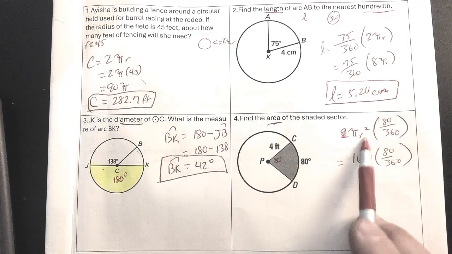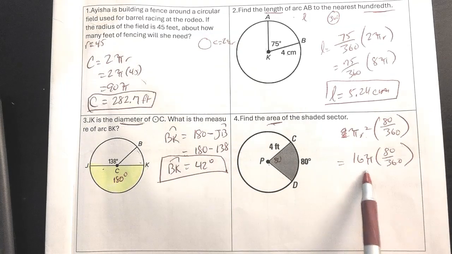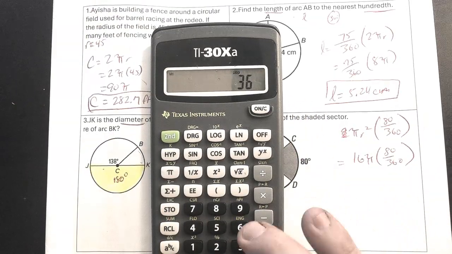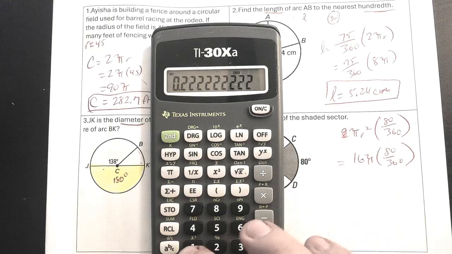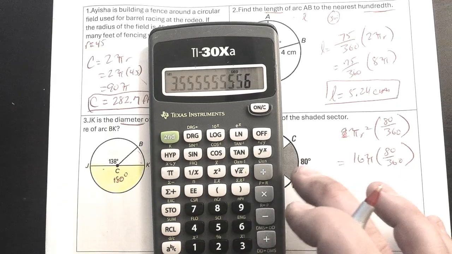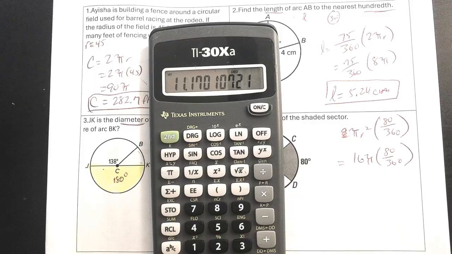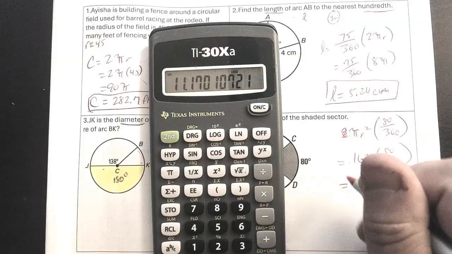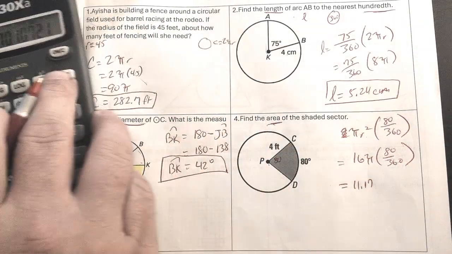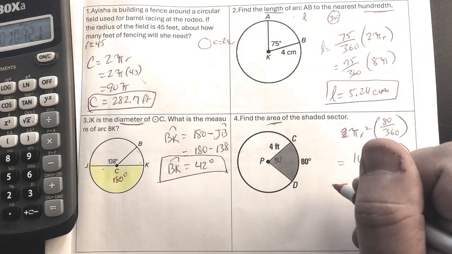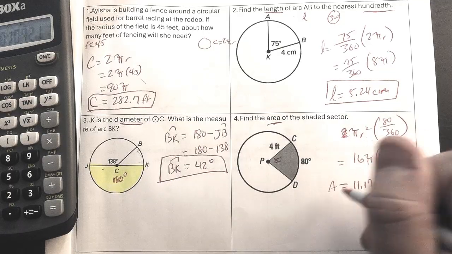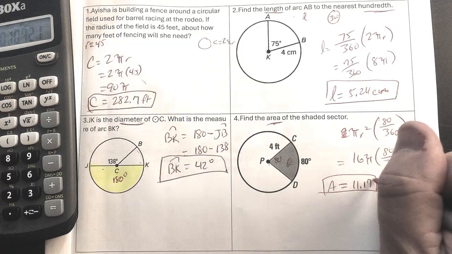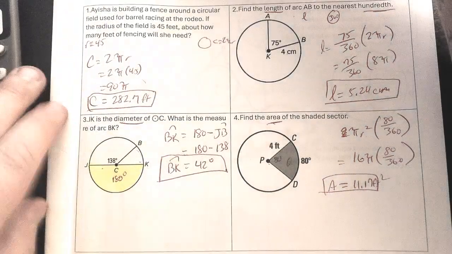So I hope you understand this radius. 4 squared is 16. We still have pi. 80 divided by 360 is 0.2222 times 16 pi. All right, so 11.17. That is the area, but it's the sector. It's only this little bit there. And it's feet squared. Okay, we'll flip over.